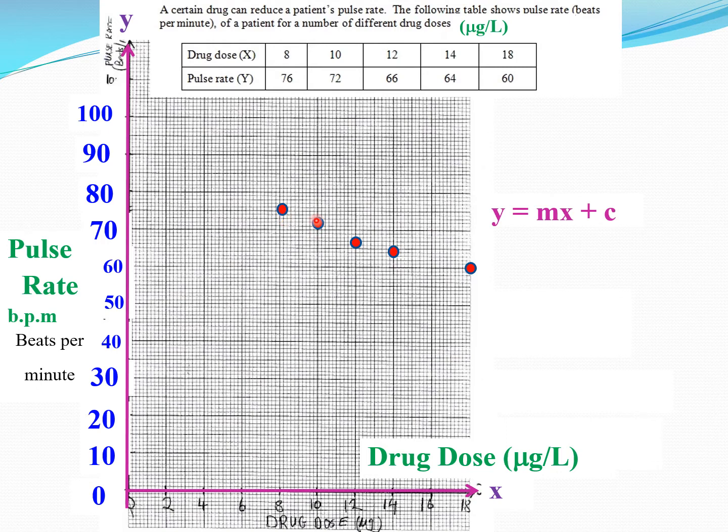The 5 different points are plotted on the graph page, and this is what we call a scatter graph. On the x-axis we have the drug dosage in micrograms per litre, and on the y-axis we have the pulse rate in beats per minute. And we're looking to find the equation of the best fit line that fits this data, and the equation of that line is going to be y equals mx plus c.